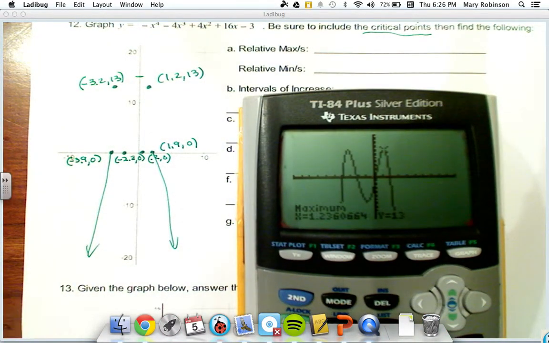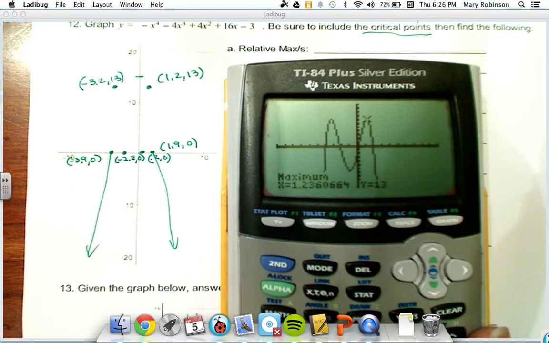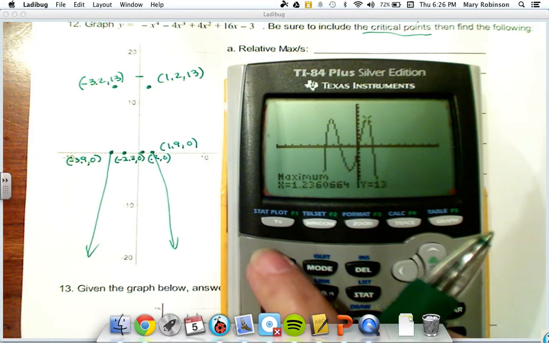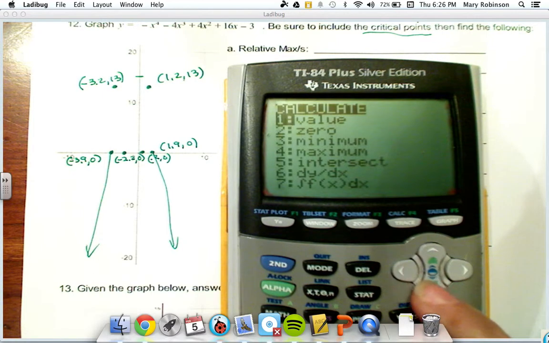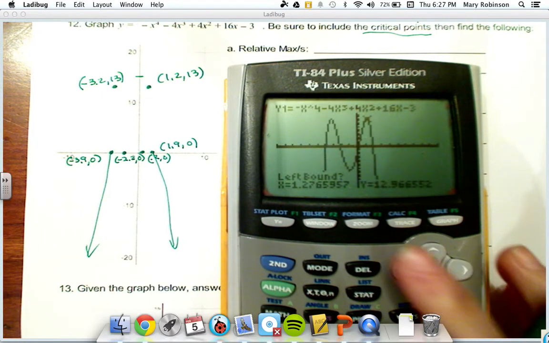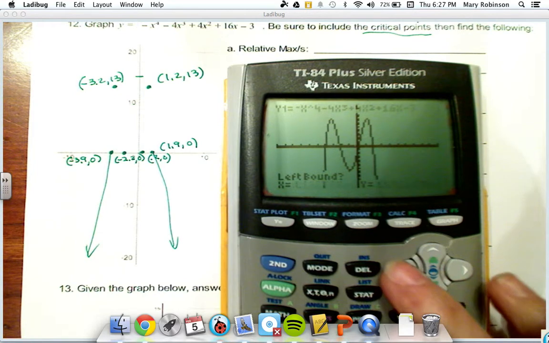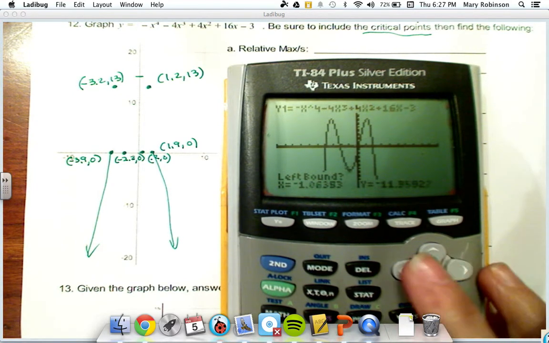So I've got almost all my critical points. I have one left to find, and that's my minimum. So I'm going to press second, trace, and then go down to minimum. And I have to do similar to how I did with the maximum. If that's my minimum point, you cannot just copy that number down.